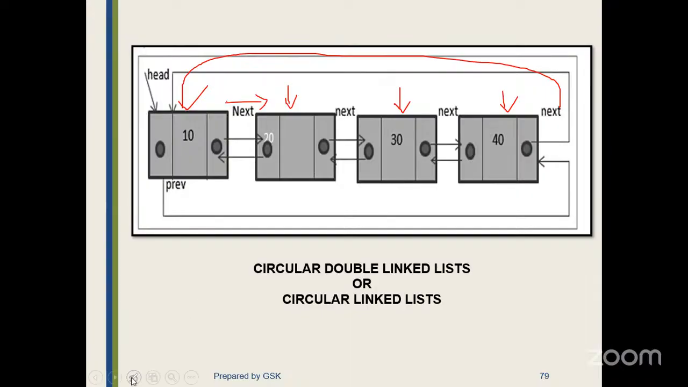Or in the second case, suppose we are at the last node. With the help of the previous link, we can come to this node. Let us say 1, 2, 3, 4 nodes, and we are at the fourth node. With the help of the previous link, we can come to the third node. Again, previous link, second node. Again, previous link, first node. Again, if you use the previous link at the first node, you are redirected to the last node. So these are the two important points about the circular doubly linked list.